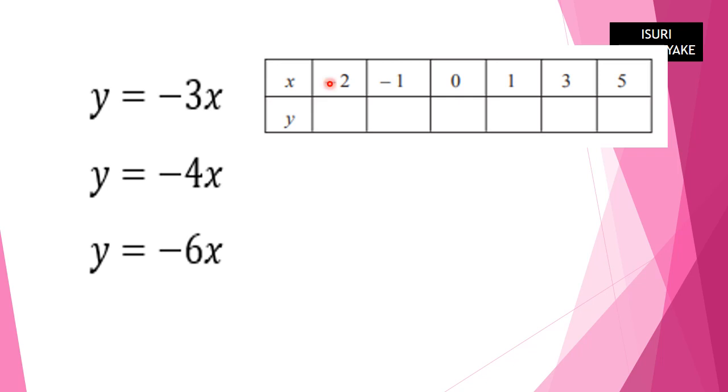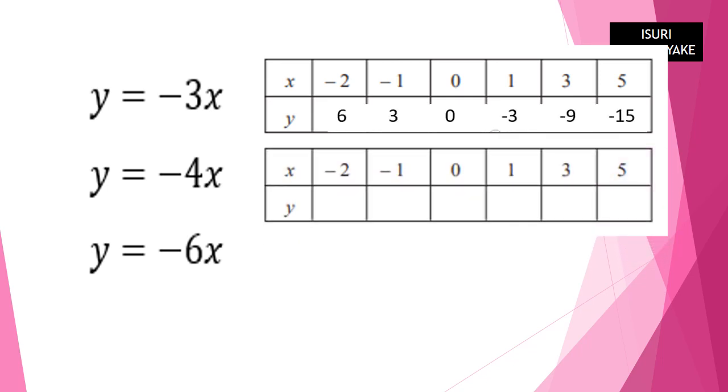What do you do? You input the x coordinates into this equation. That is minus 3 into minus 2 gives you plus 6. Minus 3 into minus 1 gives you 3. Minus 3 into 0 gives you 0. Minus 3 into 1 is minus 3. Minus 3 into 3 is minus 9. And minus 3 into 5 is minus 15. So by multiplying each x coordinate with this minus 3, you will get the relevant y coordinates. Similarly, you can fill the other two tables as well.